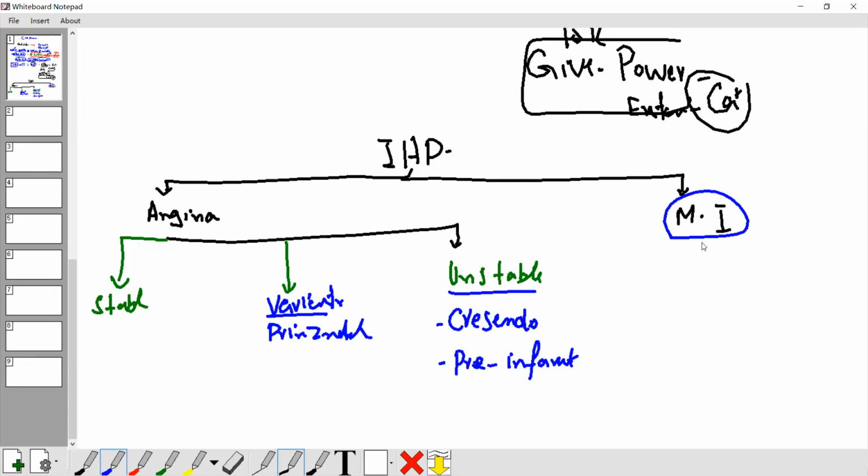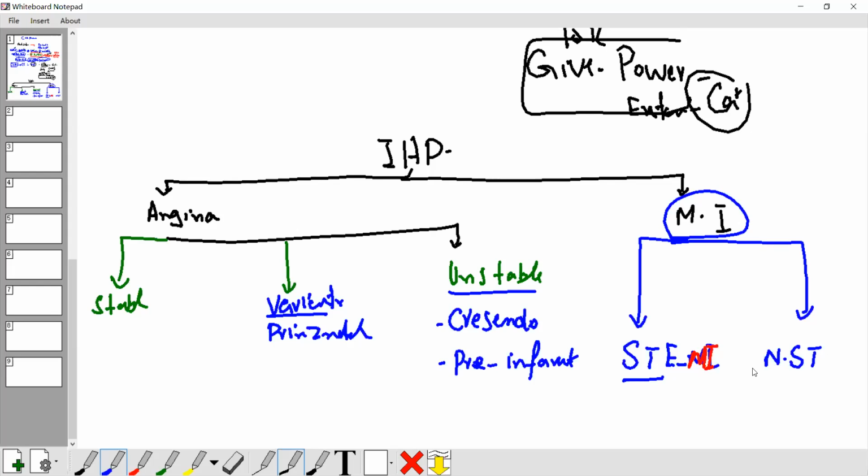So what is MI? Myocardial infarction has two types: with ST elevation, ST elevation MI. Understand? And non-ST elevation MI. STEMI, non-STEMI.